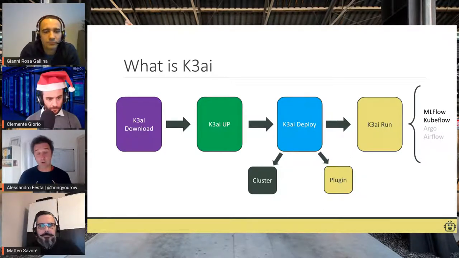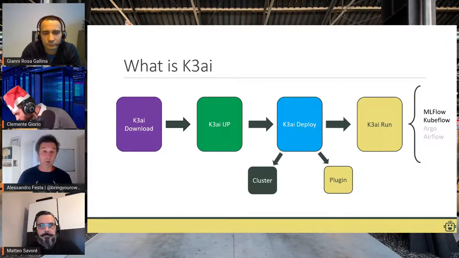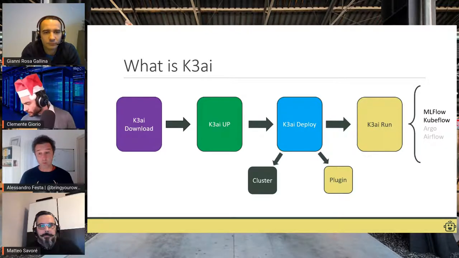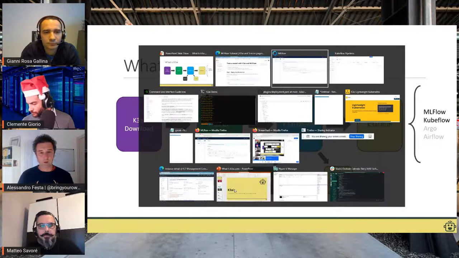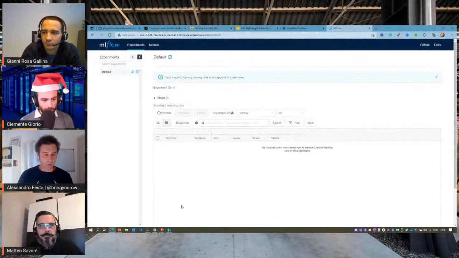So everything that I'm showing here can be done in a GitHub Action. We're also working on exposing the results as a part of the GitHub Action flow, but we're not completely there. So we are supporting MLOps, we are supporting Kubeflow, we are going to support Airflow, we are going to support Argo as well. So what does K3I run mean? Let's try to see what's going on and what's happening.